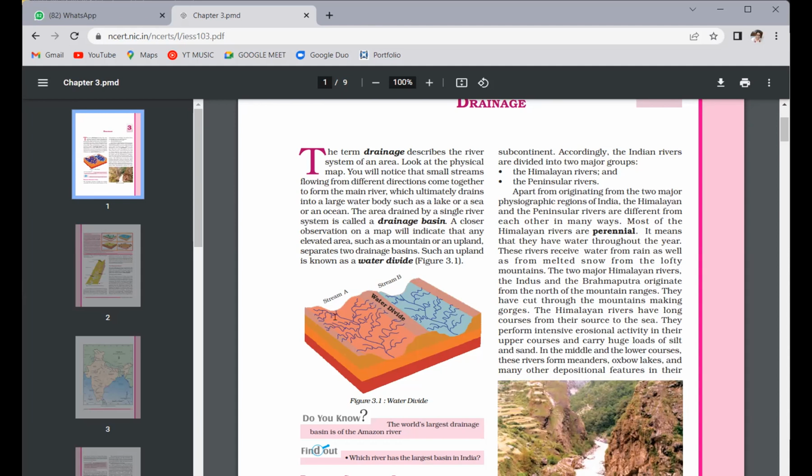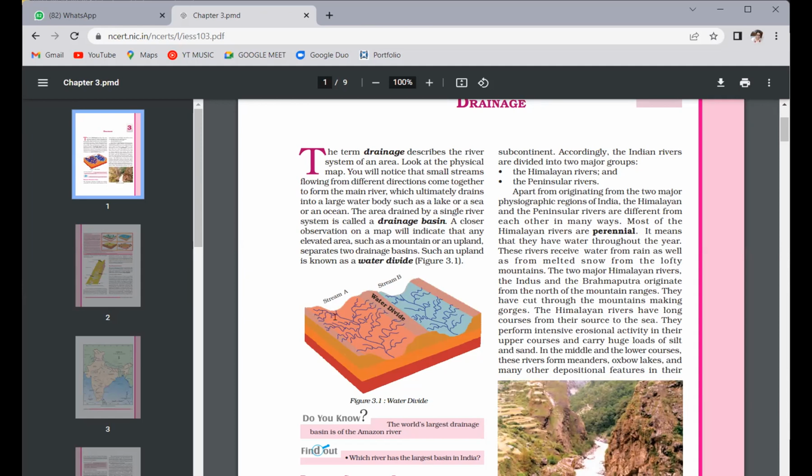Beta, you can underline this. The term drainage describes the river system of an area. Then you can underline: the area drained by a single river system is called a drainage basin.